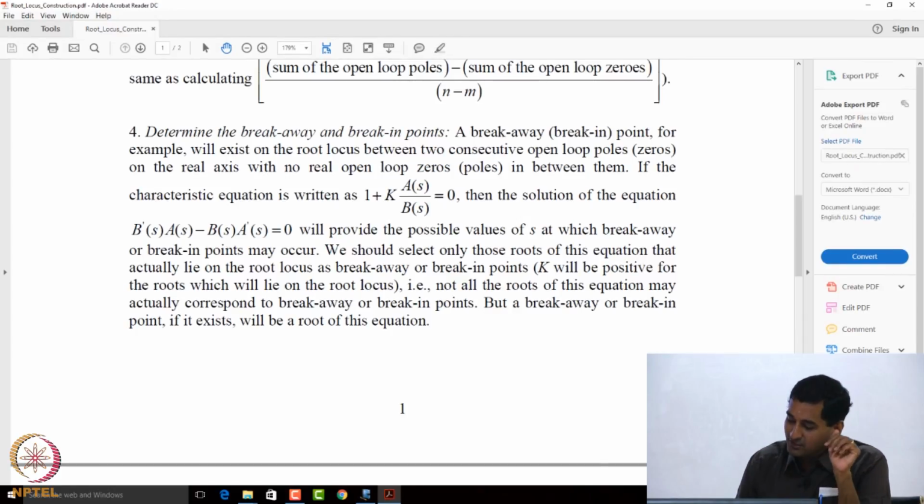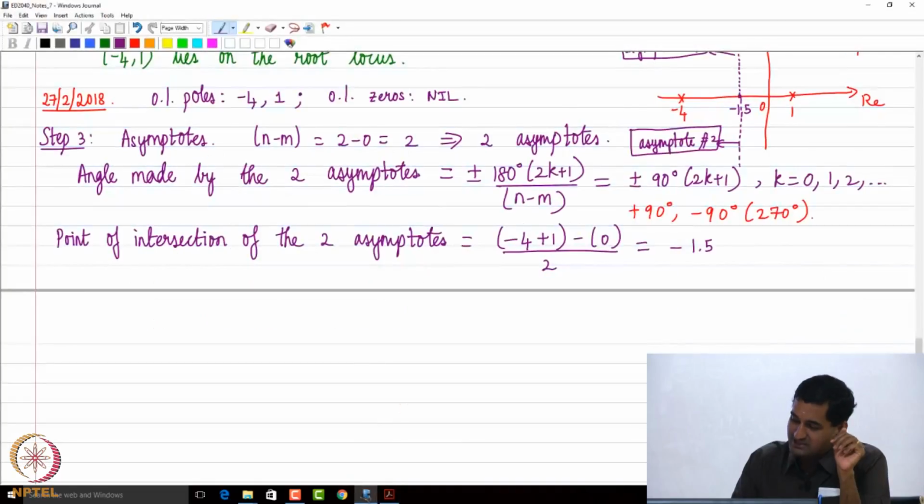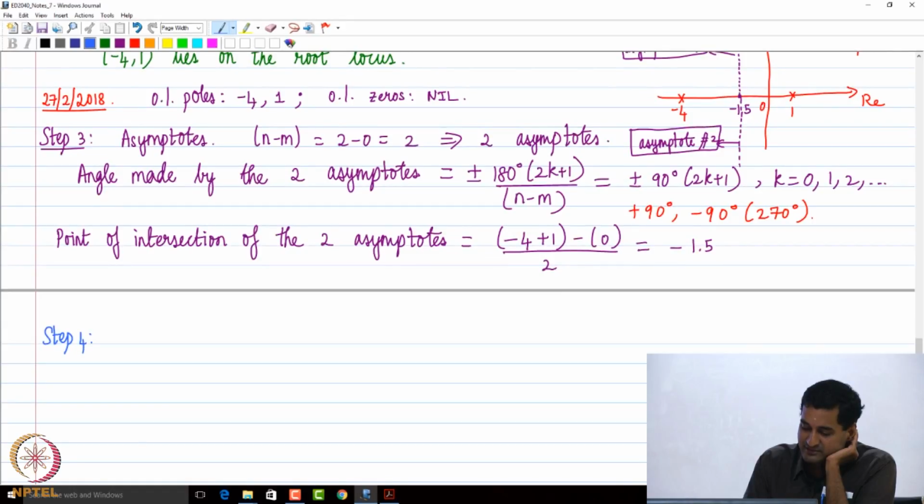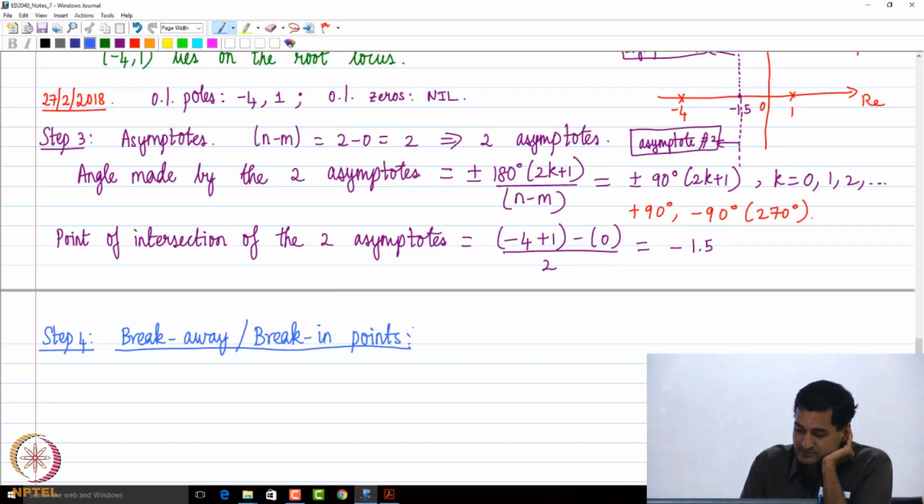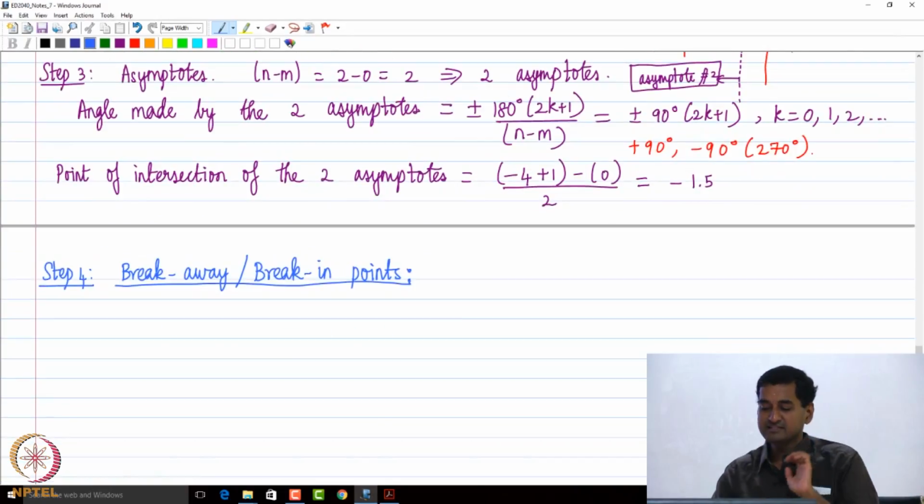Let me explain what it means. Suppose, as in this example, I am looking at step 4. Let's say I write in blue. Step 4 involves calculating what are called breakaway or break-in points. So let's look at that.